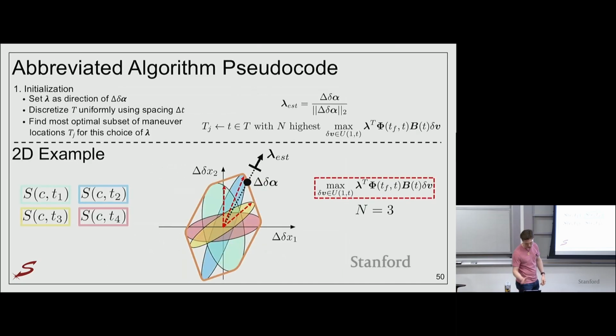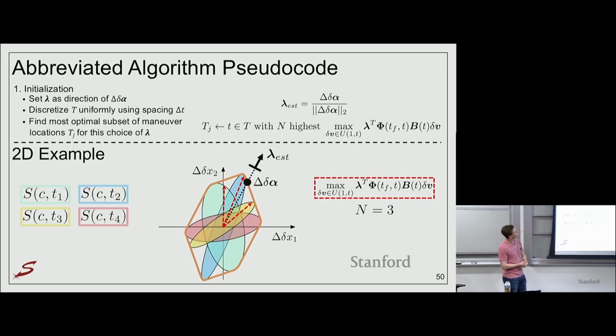So for a visualization of this, what does this actually look like, or what's happening in practice? For initialization, we're setting our initial estimate of lambda in the direction of a desired pseudostate. And that's what's happening here. We have the desired pseudostate, lambda's pointing that way. We're going to discretize the control window using a spacing delta t. Here, we're just going to assume that gives us these 4 times that we are operating with.